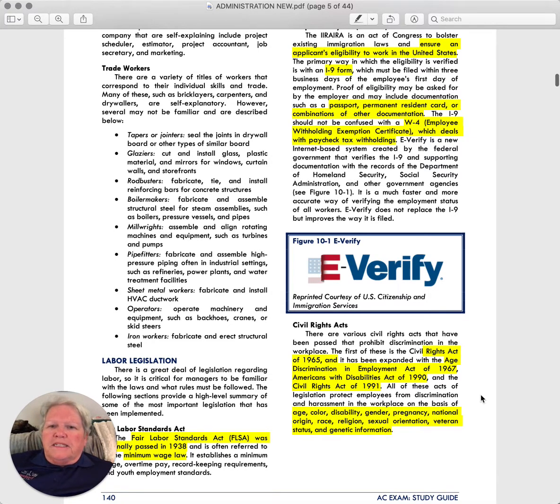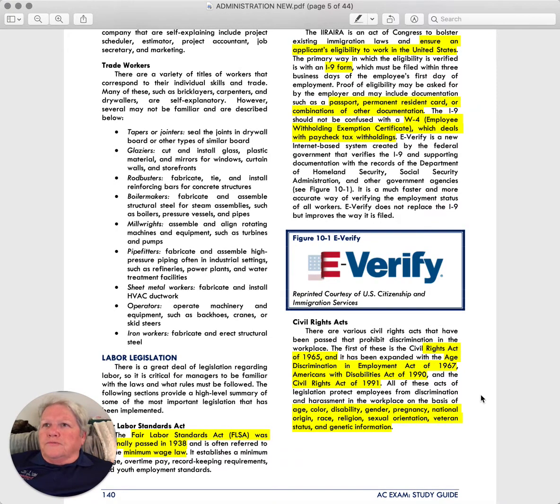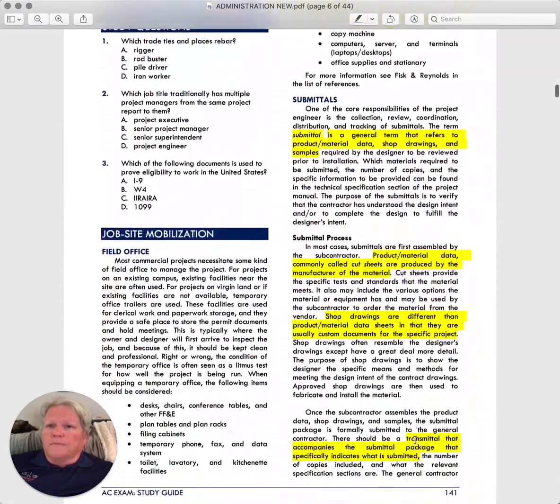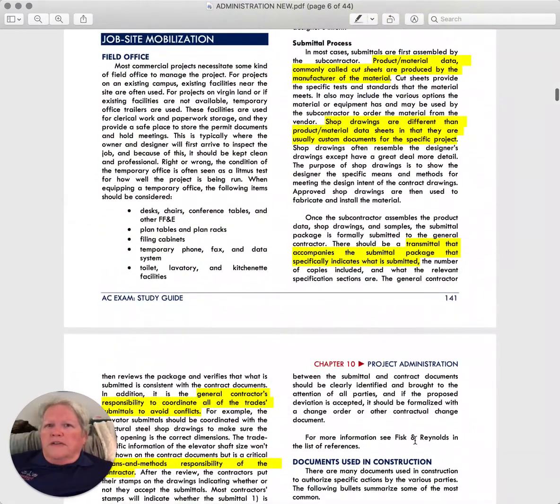And this was basically to tell all employers that you could not discriminate against people based upon their age, color, disability, gender, pregnancy, national origin, race, religion, sexual orientation, veteran status, and genetic information. So these are important aspects of administration that need to be taken into consideration when you're trying to assemble your workforce.